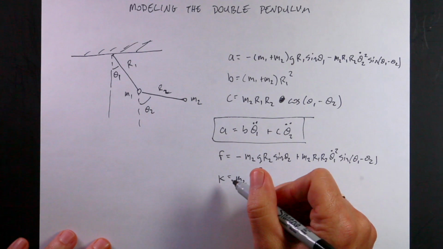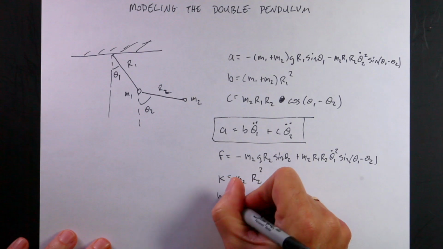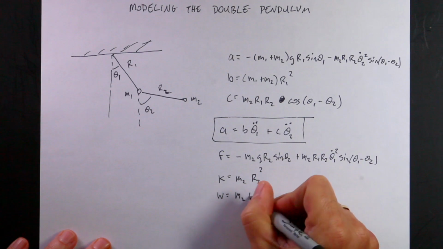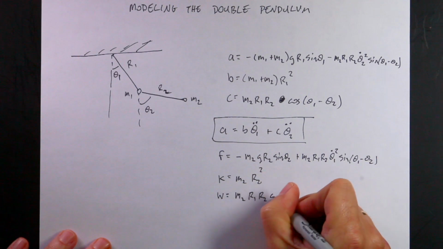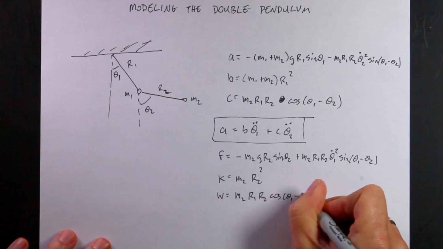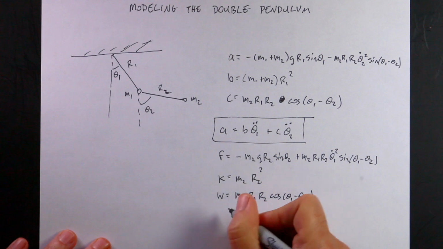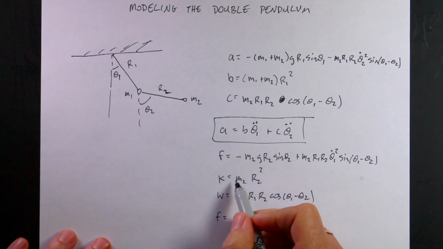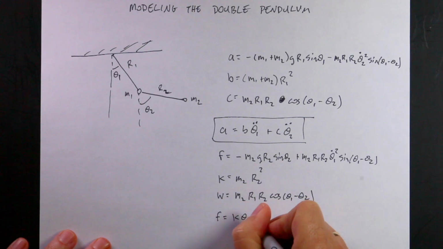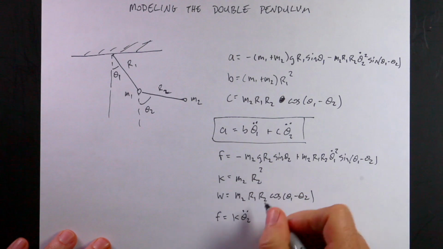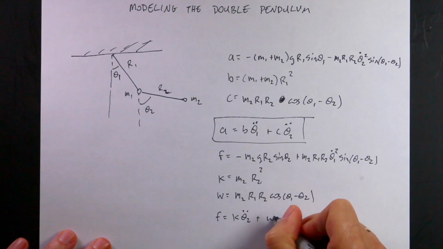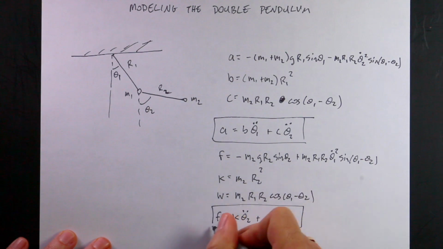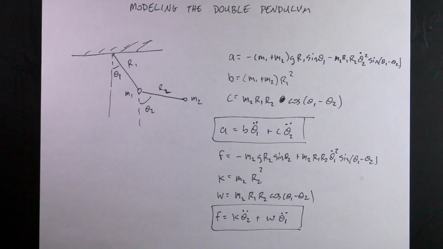Let's do W. W is equal to M2 R1 R2 cosine theta 1 minus theta 2. And so with that, I get the second equation: F is equal to M2 R2, that's K theta 2 double dot plus W theta 1 double dot. Box it. See, I can solve those two equations, right?